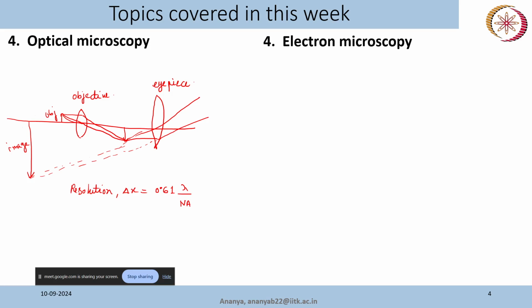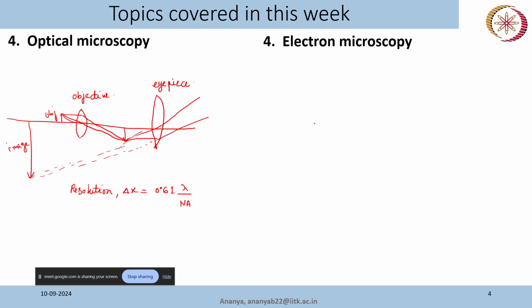Now the next topic was electron microscopy. The basic difference between electron microscopy and optical microscopy is that using optical microscopy we can see features which are in the micron range. We cannot go below a certain range because the resolution is limited by the wavelength. Whereas in case of electron microscopy, because electrons have very small wavelength, we can see smaller features even in the nanometer range. So there are different types of electron microscopy.